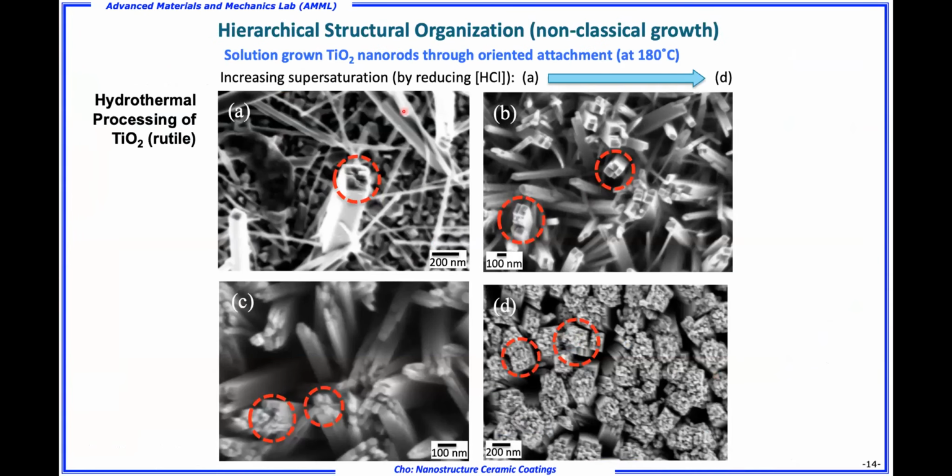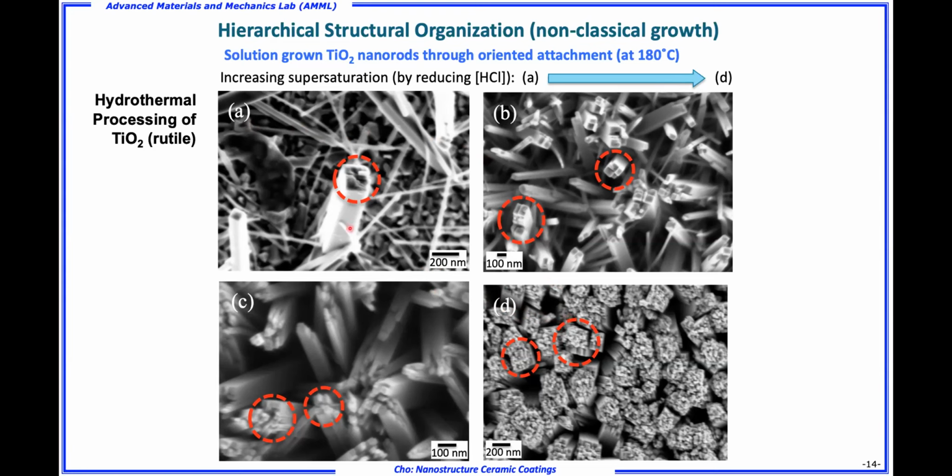So this is one example of hydrothermally processed titanium that shows rutile nanorods and nanowires. Here we have different conditions: A, B, C, D. A is the higher HCl concentration, so low pH. And then pH is increasing, so supersaturation is increasing. So you can see the dramatic change in the surface morphology.